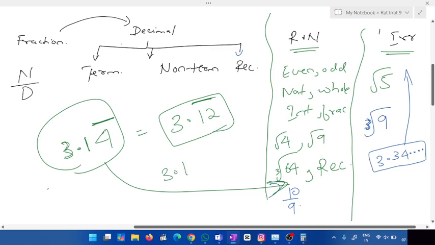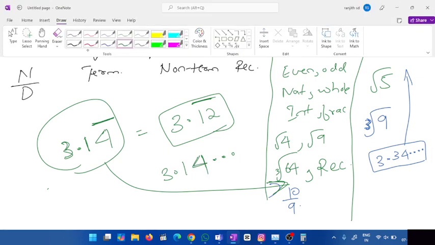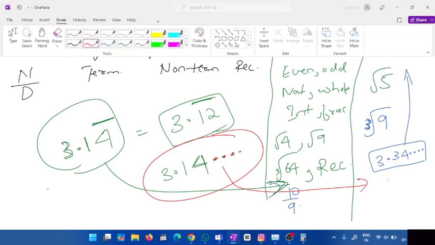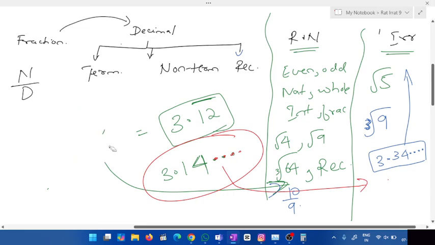But if they give 3.14 with dots on the side, now is it terminating or non-terminating? What kind of decimal is this? There are dots given. Terminating or non-terminating? Doesn't end, right? Non-terminating. Yeah, this is non-terminating, therefore it goes in irrational numbers. 3.14 with dots is irrational.